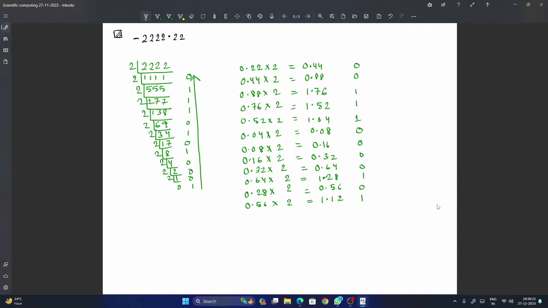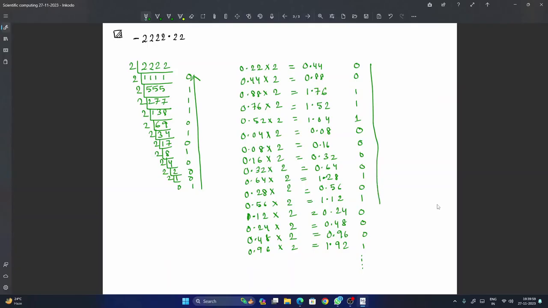I think some more digits we need. 0.12 into 2, 0.24, 0. 0.24 into 2, 0.48, 0. 0.48 into 2 is equal to 0.96, 0. And 0.96 into 2, after that you will get 1.92, and you will get 1, and it will continue. So that's a large number, actually a non-recurring number, and that's why we are getting this type of figures.